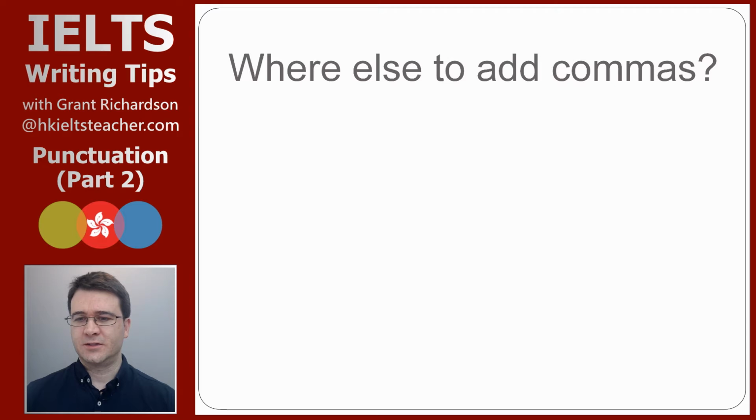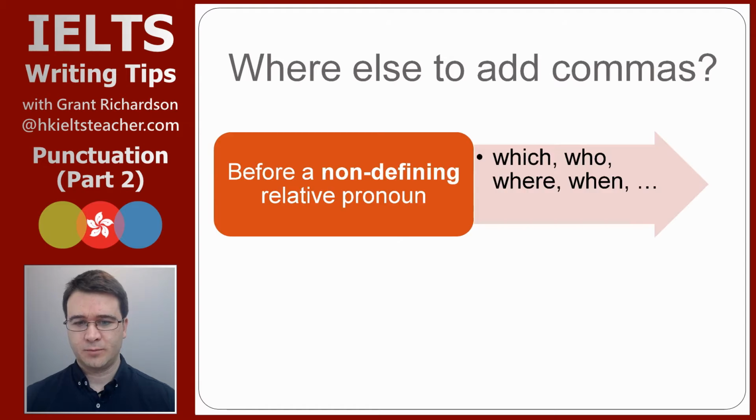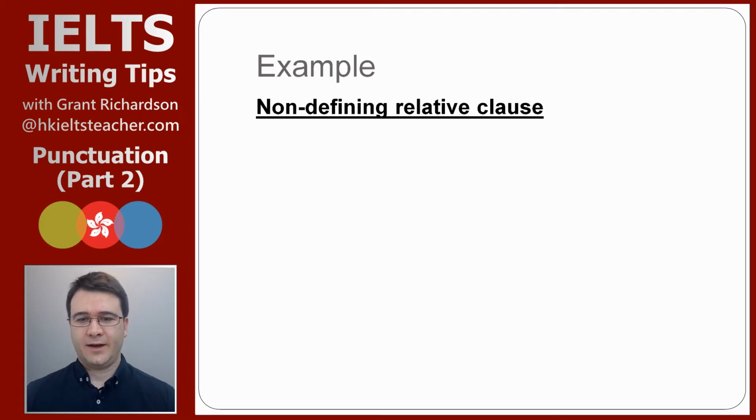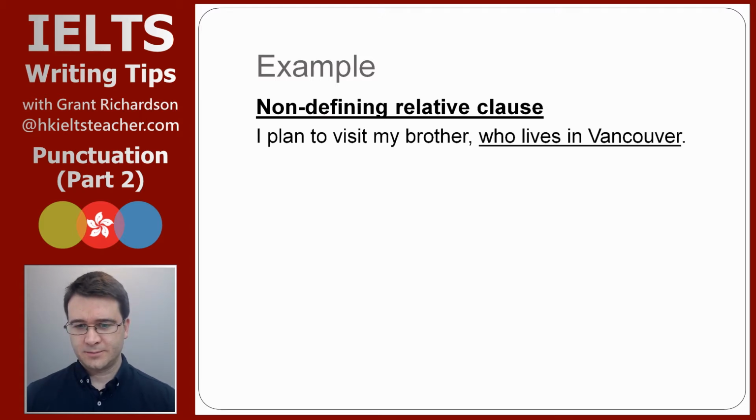The extra situation that I didn't mention in the previous video, which I should have, is that you should use a comma before a non-defining relative pronoun. For example, which, who, where, when, etc. For example, a non-defining relative clause: I plan to visit my brother, who lives in Vancouver. I've underlined the non-defining relative clause. You can see I've put a comma before that.